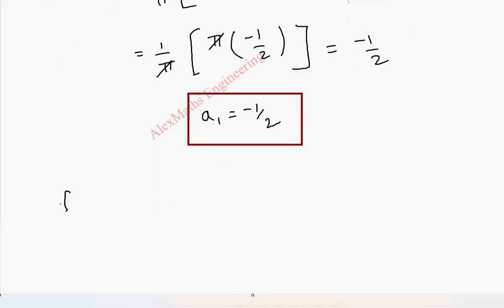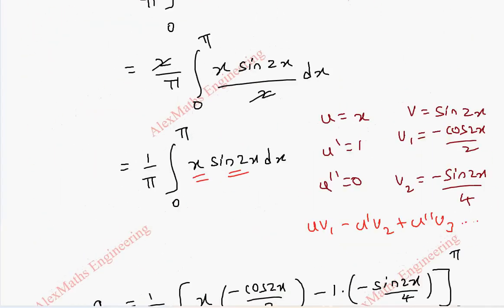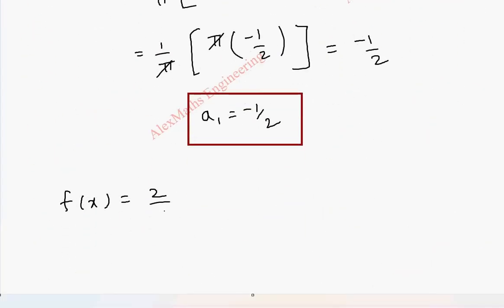Now f of x is a0 by 2. a0, what we got? 2. So a0 by 2 means 2 by 2. Then now I have to write a1 cos x. a1 is minus 1 by 2 into cos x. Since there is a minus sign, let's write that minus sign straight away instead of writing plus again.